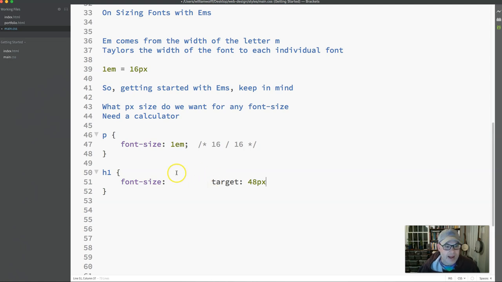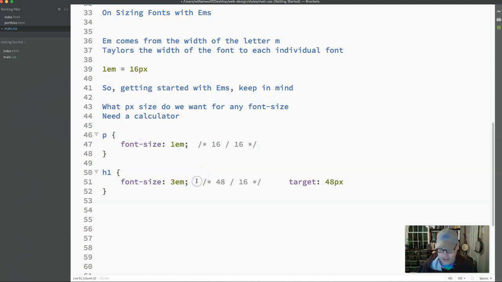What I would do to figure out the font size in terms of EMs is I would take my target size, 48, and I will divide that by 16, because that is the default size for all pixels. And then I have to do a little math, because I can't do that in my head. 48 divided by 16 equals 3. So you can see that on there. 48 divided by 16 equals 3. So I would write my font size as 3em.